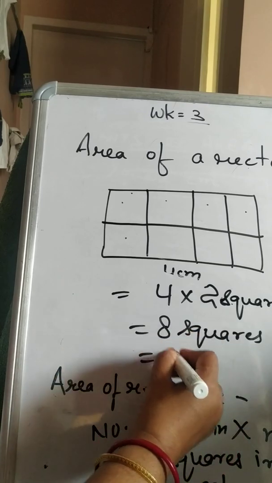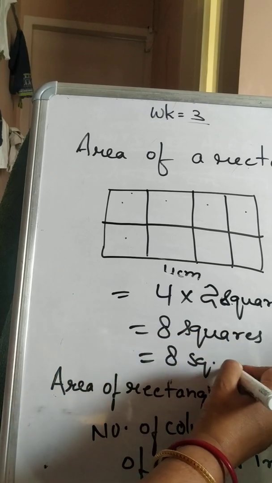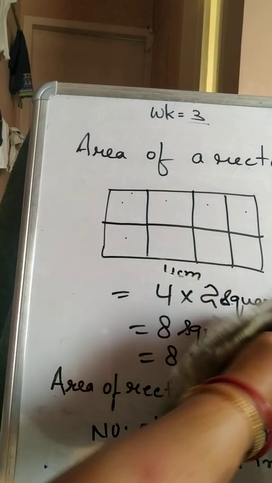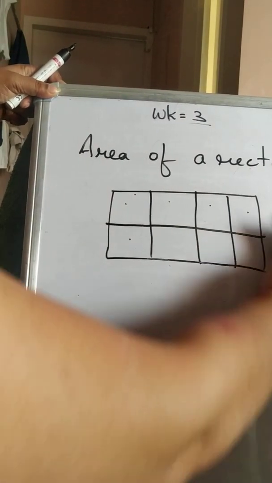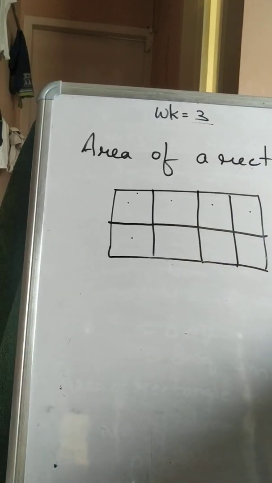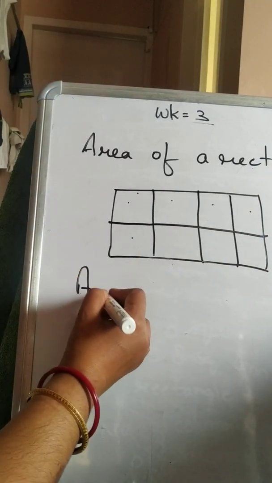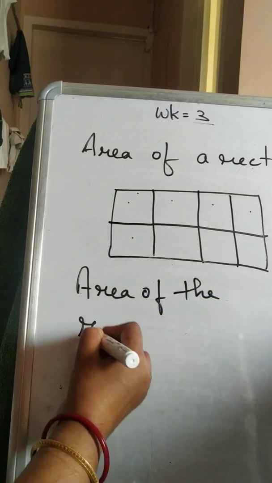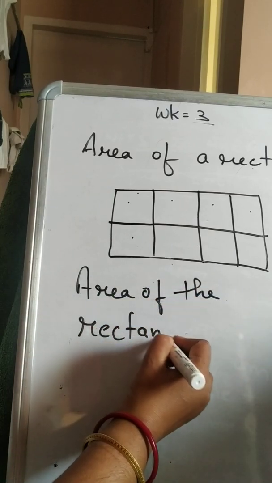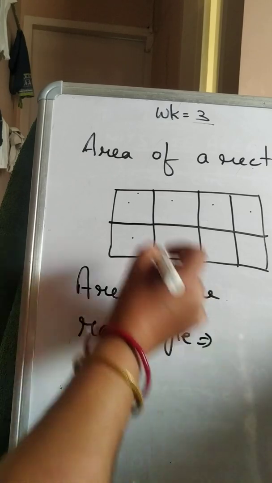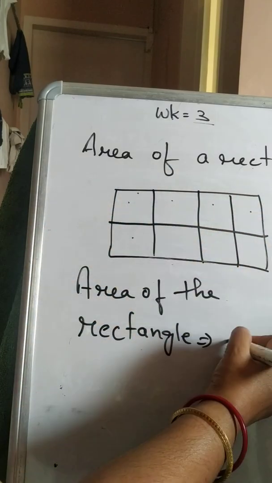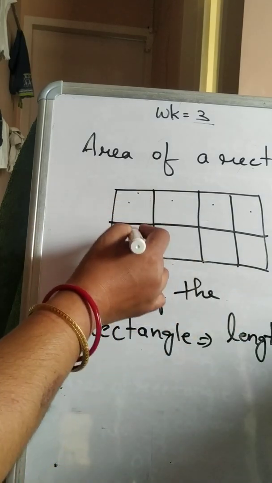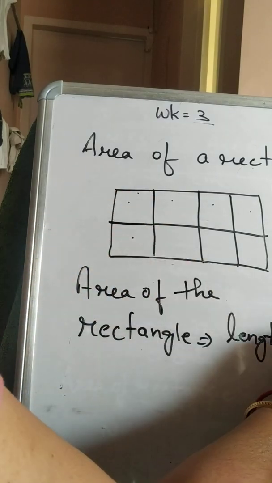That is equals 8 square centimeter. So what is the area of the rectangle? Area of the rectangle is, this is number of columns, this is length, and multiplied with number of squares, this is breadth.